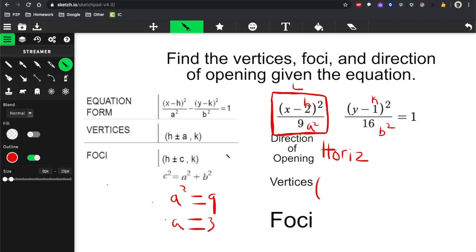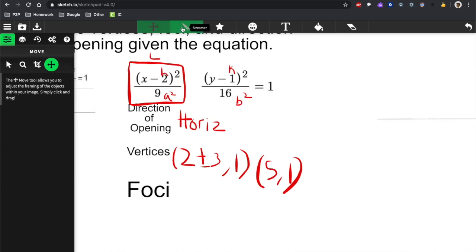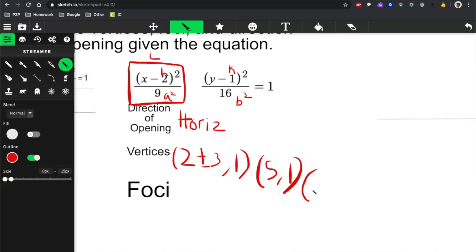And then we plug that in, so h, which is 2, plus or minus our a value, which we found to be 3, comma our k value, which is 1. And that's it for our vertices. And we can solve this out, figure out what exactly these vertices are. We would get 5 comma 1, and we would also get negative 1 comma 1 for our vertices.